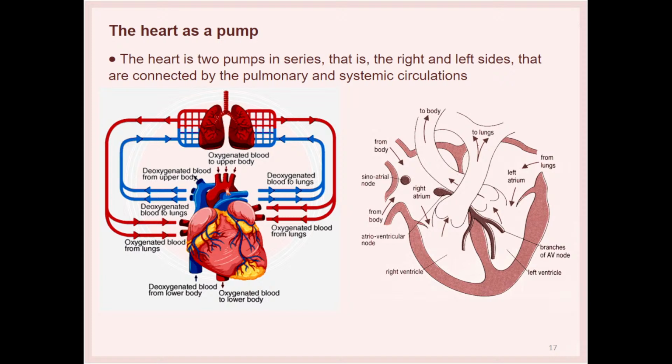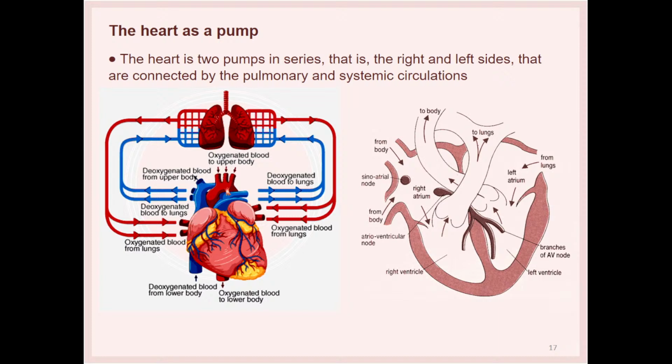The heart actually is two pumps in series. That is, the right and left sides are connected by the pulmonary and systemic circulations. The diagram at the right illustration shows the heart structures. Each side of the heart is equipped with two valves that normally maintain a one-way flow of the blood.